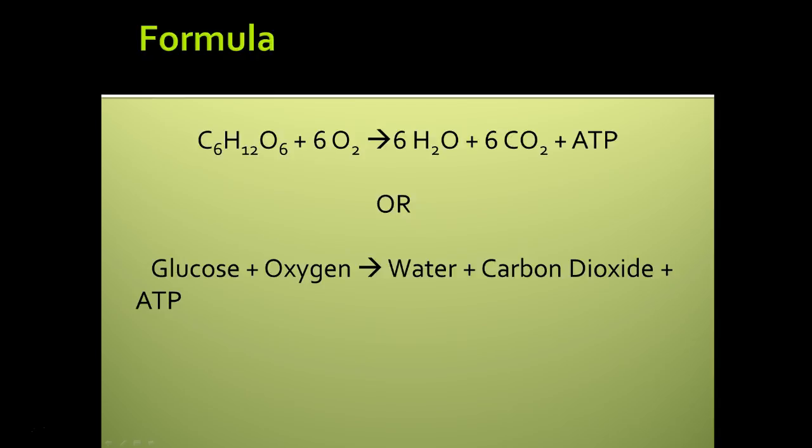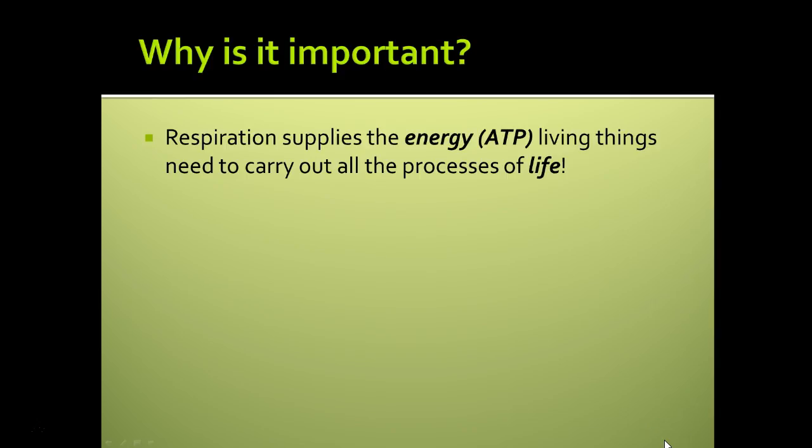This is happening in the cells of nearly all living things. The goal is to change glucose, stored energy, into usable energy in the form of ATP. And oxygen is needed in order to do that. So why is it important? Well, we've kind of already talked about that. It's supplying the usable energy in the form of ATP that all living things, all living cells, need to carry out all the processes of life.